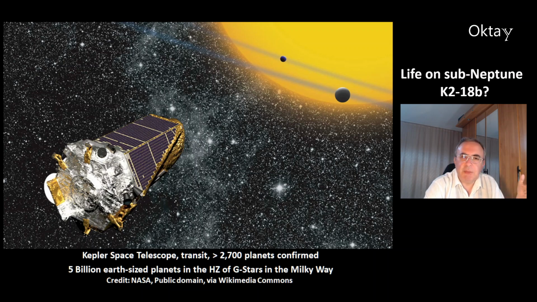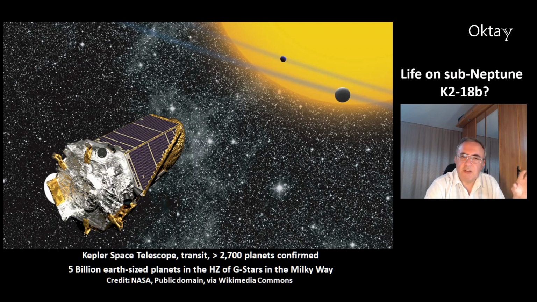A nice image of the Kepler Space Telescope. This was a big scientific success. As you can see on the right side, it uses the transit method for the detection of exoplanets. So a planet of the size of Jupiter can dim a sun-like G-star by 1%, and a terrestrial planet like Earth or Venus cause a dimming by just 1/10,000th.